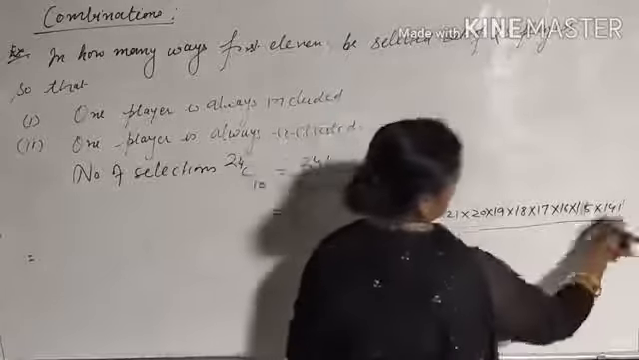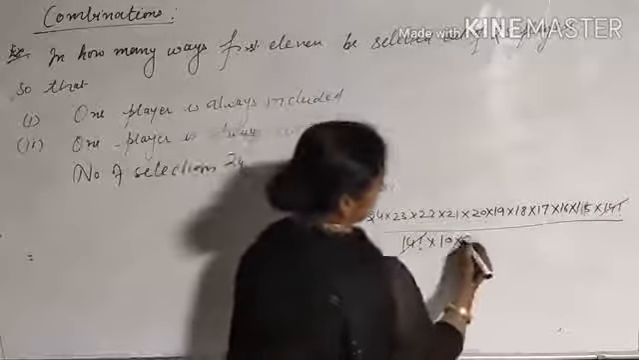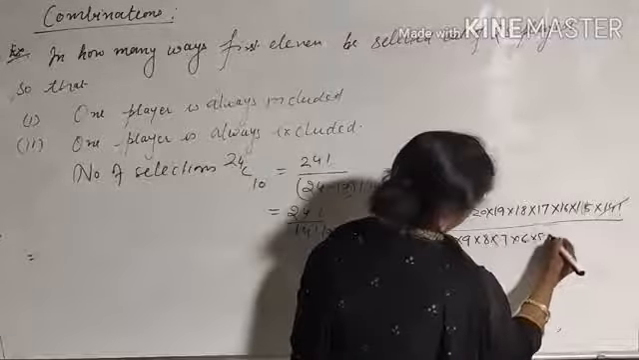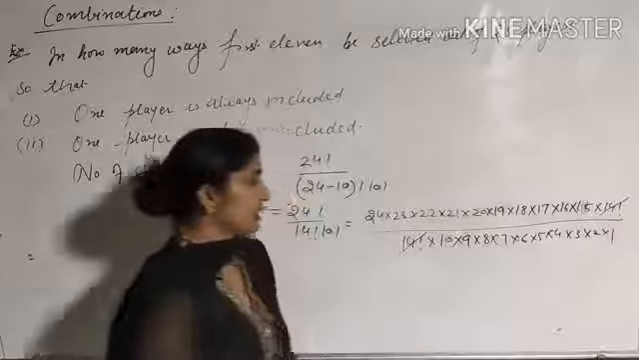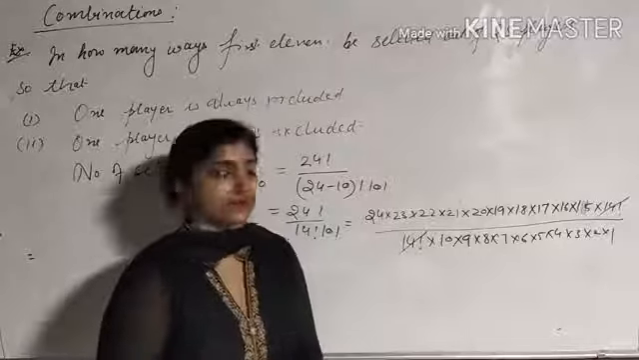This 14 factorial gets cancelled out, and this 10 factorial can be written as 10, 9, 8, 7, 6, 5, 4, 3, 2, 1. Okay, you can divide and multiply, then calculate the answer.